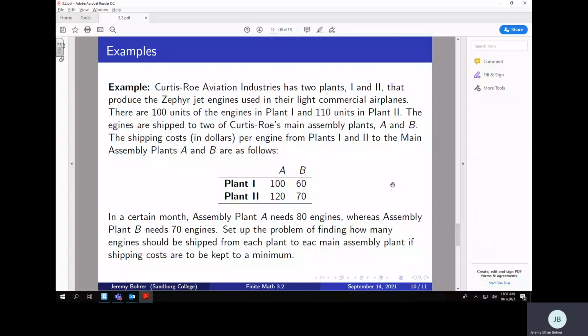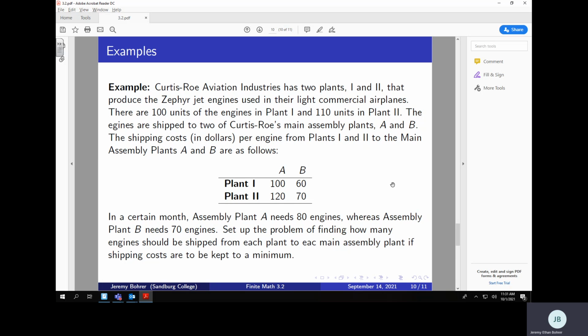In this video, we are going to look at this problem on page 10 of the Chapter 3, Section 2 slides. So here is our example. Curtis Rowe Aviation Industries has two plants, 1 and 2, that produce Zephyr jet engines used in their light commercial airplanes. There are 100 units of the engines in Plant 1 and 110 units in Plant 2.